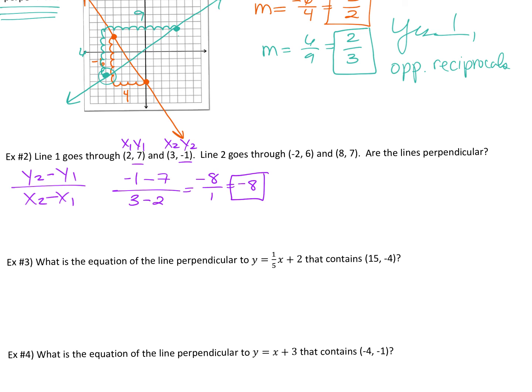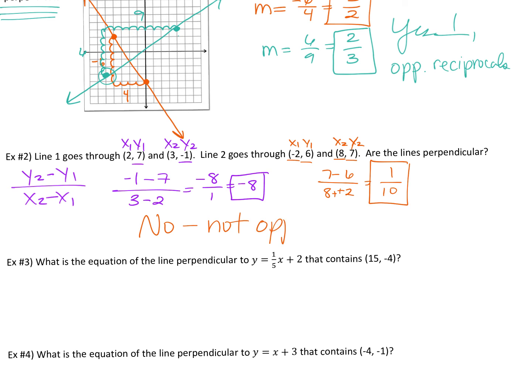Okay? Then you do the same thing for this one. x1, y1, x2, y2, plug it into the slope formula. So 7 minus 6 over 8 minus a -2, and you get 1 over 10. Are they perpendicular? Why not? They are not opposite reciprocals.